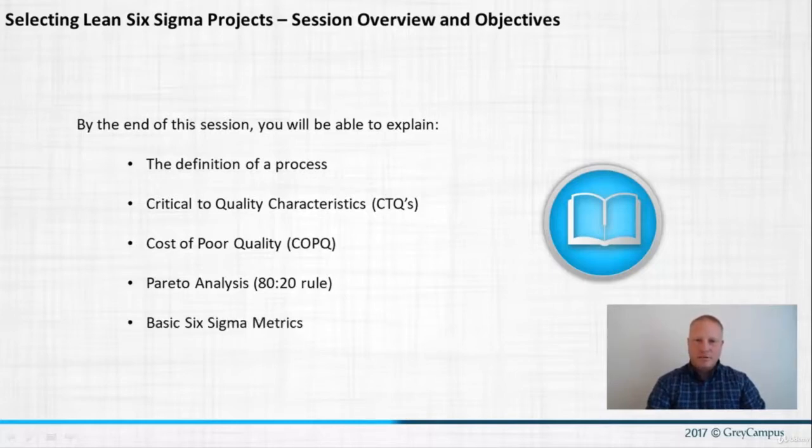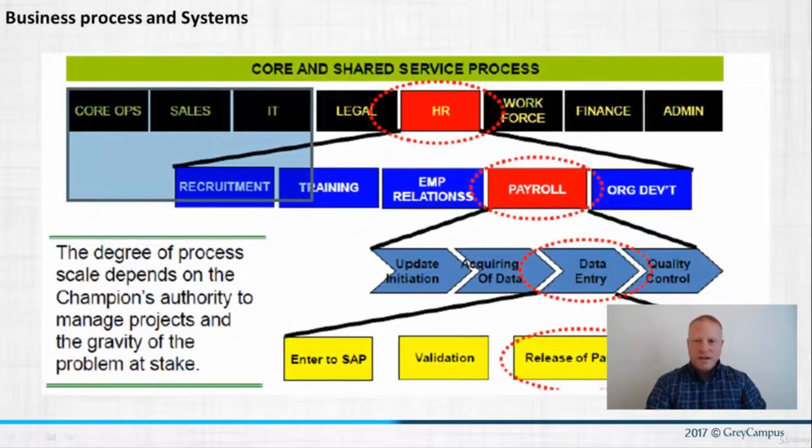Six Sigma metrics. If we take a large organization and circle HR at the top, we can drill down into the exact issue of where the problems are.